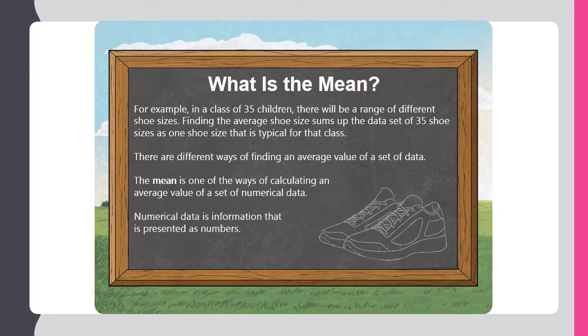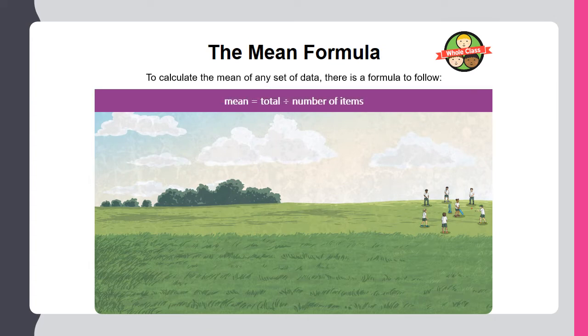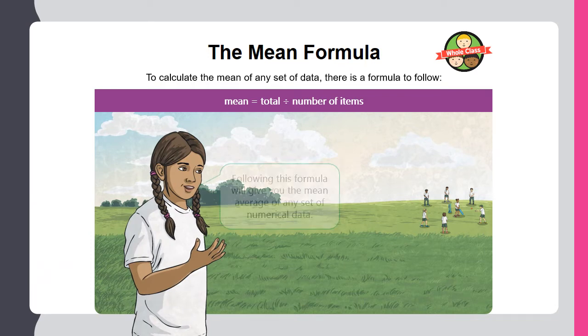Numerical data is information that is presented as numbers. So lots of information there, and it might help to pause and go back if you need to, and just write down the key information there that defines the mean. Now, there's a formula which we use to help us find the mean. And the formula is: the mean is equal to the total divided by the number of items. Now, that might not make sense to you, so let's have a look.